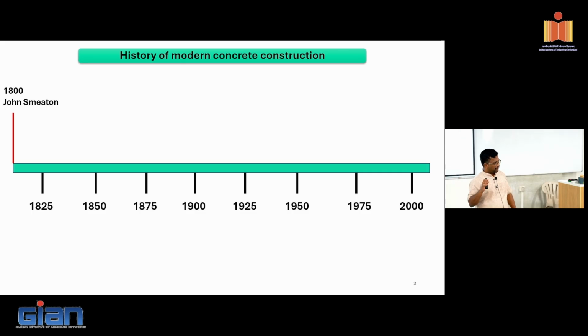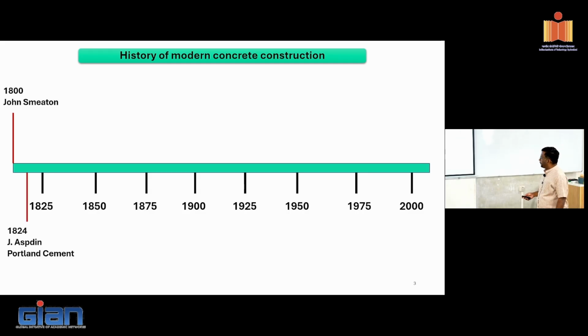Then it was actually John Smeaton, one of the very famous civil engineers. He is also called the father of civil engineering, right? He promoted the use of hydraulic lime for concreting applications. That actually paved the way for Joseph Aspdin to invent modern Portland cement. Then concrete construction started rising in a big way, right?